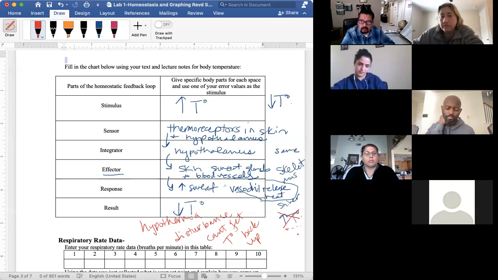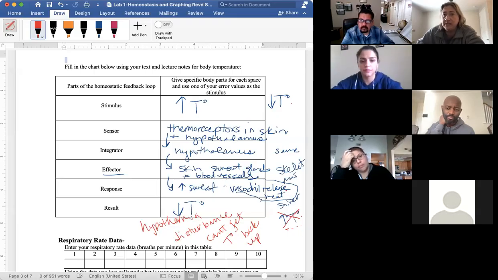Could you say that a disturbance is somewhat similar to a positive feedback loop then? No. You could say that, but that is incorrect because in a positive feedback loop, you're amplifying. So the result is amplifying the stimulus. And that is normal.